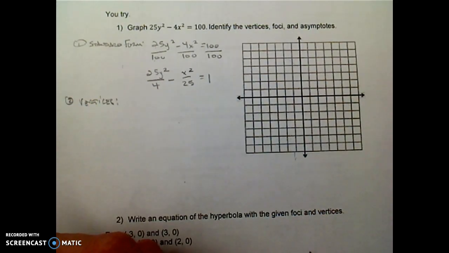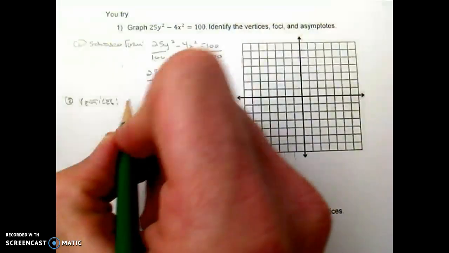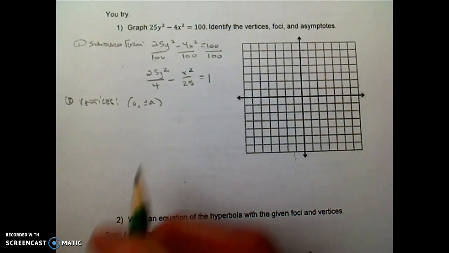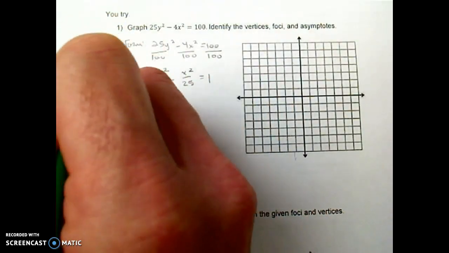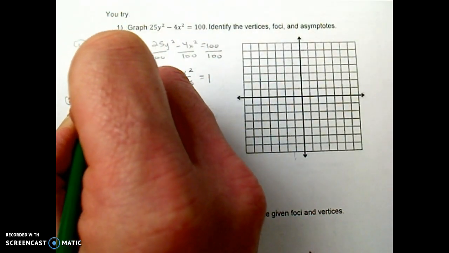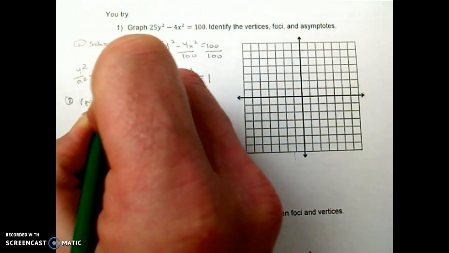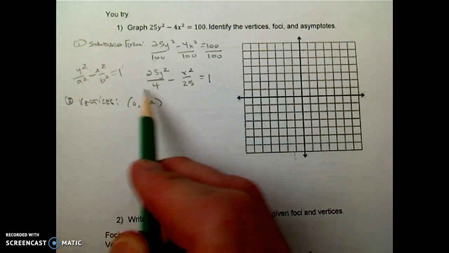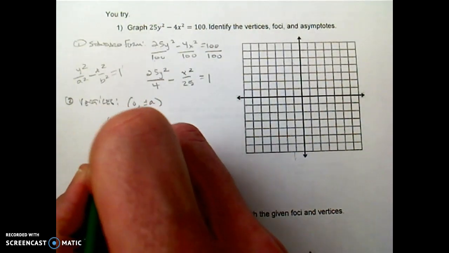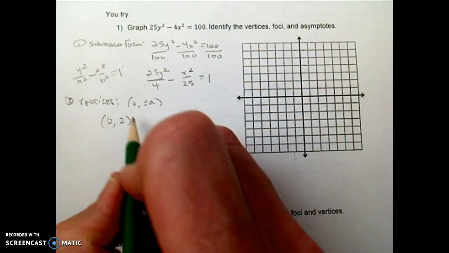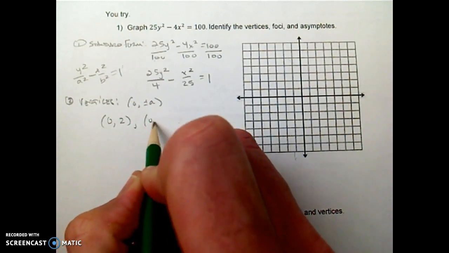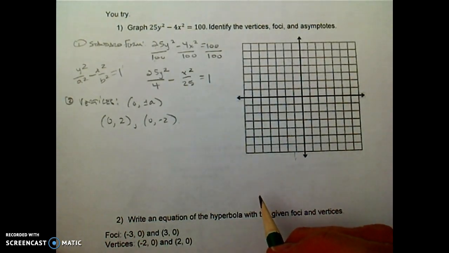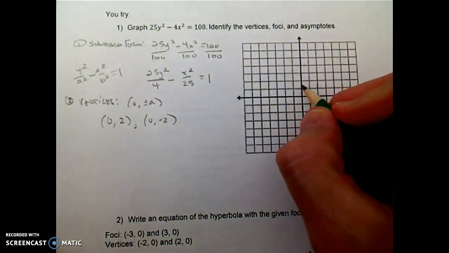So the vertices in a vertical transverse axis happen at 0 and plus or minus the a value. So here's my y squared over a squared minus x squared over b squared equals 1. So I can see that my a value is the square root of 4. It's 2. So 0, 2, and 0, negative 2. Let's place those points.